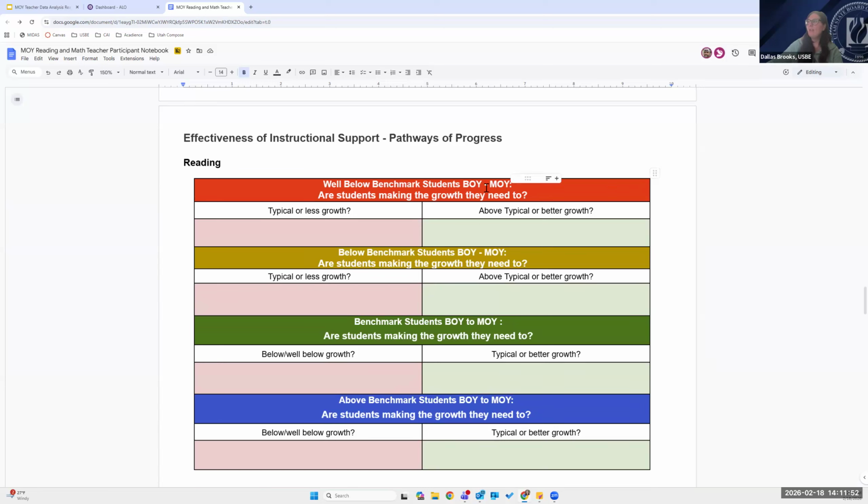Just notice that for your red and your yellow, we have above typical or better in this green. So remember your reds and yellows, if they're making typical growth, it's not enough for them. But when we switch to our green and blue students, it is okay for them to be making typical. So there's a little bit of an adjustment there going from your yellow to your green. Just know that yellow and red, you're still going to be counting your typical in this area where we want them to improve. When you switch to the green and blue, it's okay for them to be making typical growth.